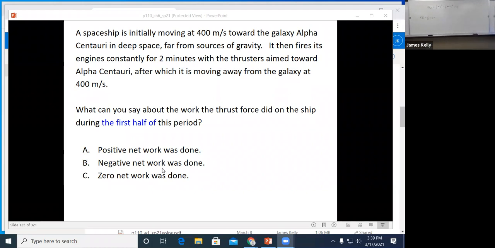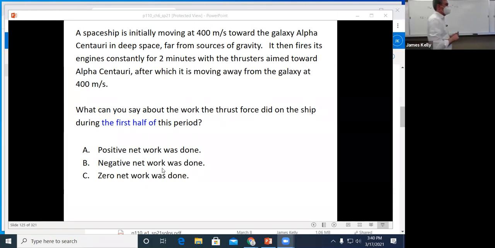Somebody, we don't have to vote on this one, but maybe someone, besides Arthur, can clarify that. Yeah. Going against it while it's going towards it, isn't it negative work? That's right. In the first half, it's moving in this direction, but the thrusters are trying to push it in that direction. That's the hallmark of negative work being done. And here we're talking about the net work, but that's the only force acting on the ship during this time. So that is the net work.